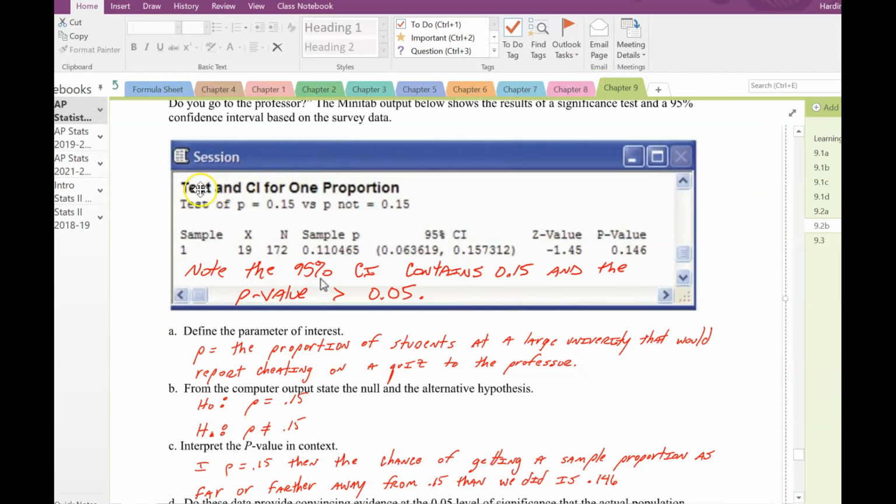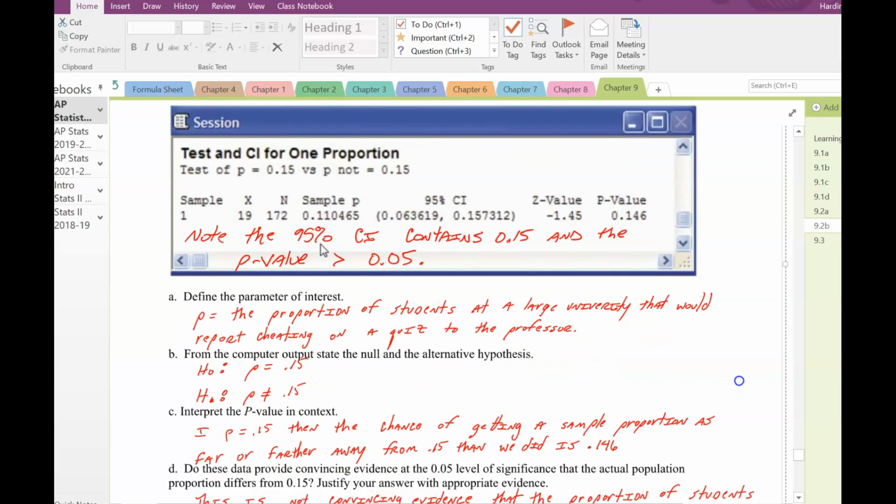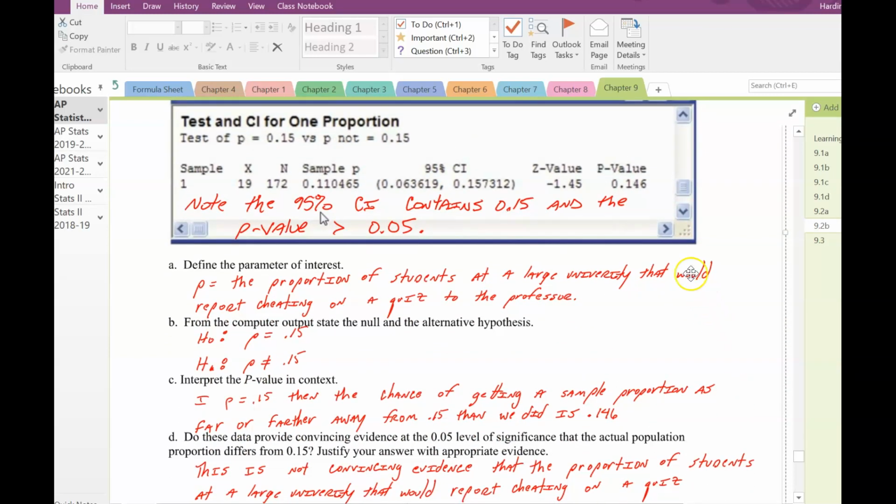At the top it says test of p equals 0.15. So they're testing whether or not it is 15% versus not 15%. So part A, define the parameter. The parameter is the proportion of students at a large university that would report cheating. The null hypothesis given to you there is that the proportion is 0.15, versus the alternate hypothesis that it's not 0.15. Interpret the p-value. Well, let's look through the rest of this.